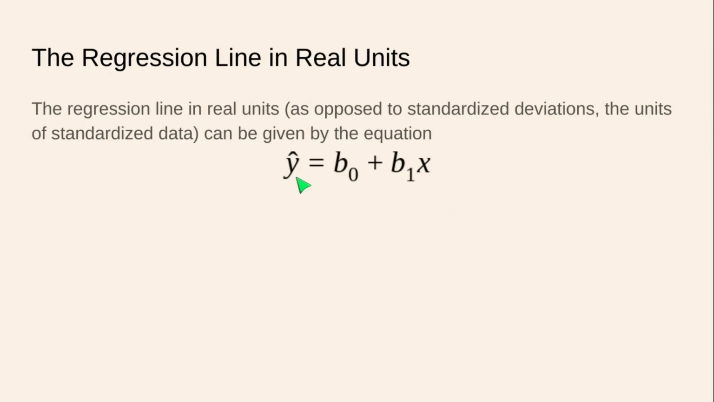This is y hat, our predicted y values, given particular x value inputs. So these are two variables, x and y, that are related in our scatter plot. We input x values into the regression line to get predicted y values. And then we have these two characters right here, b sub 0 and b sub 1.